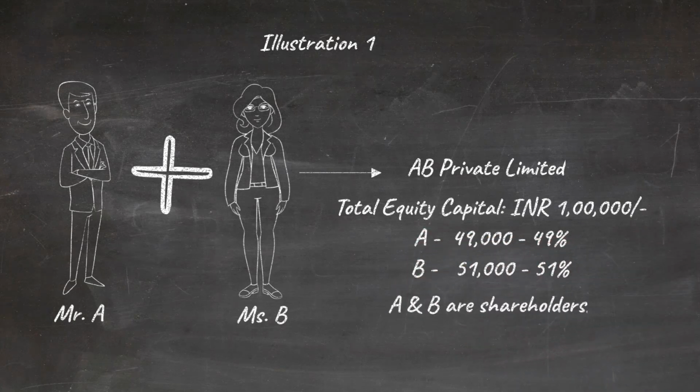Therefore, a person who infuses equity capital, that is ownership, into the company by way of money and holds shares in such equity capital. As you have just seen in this illustration, A is holding 49% and B is holding 51% of the total capital. Since they hold respective shares, they are called shareholders.